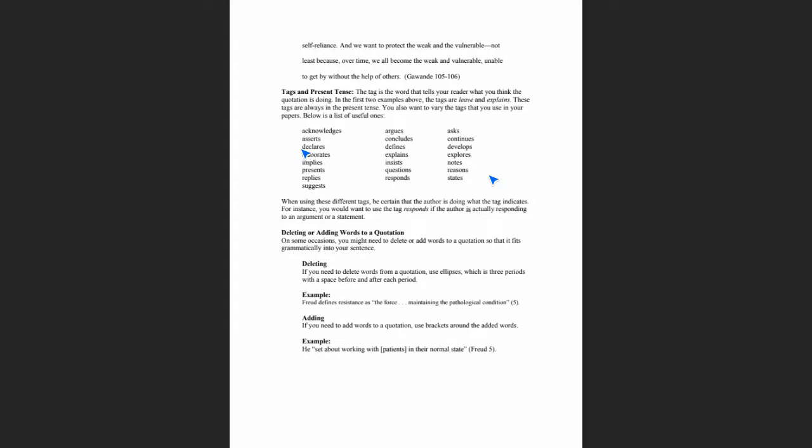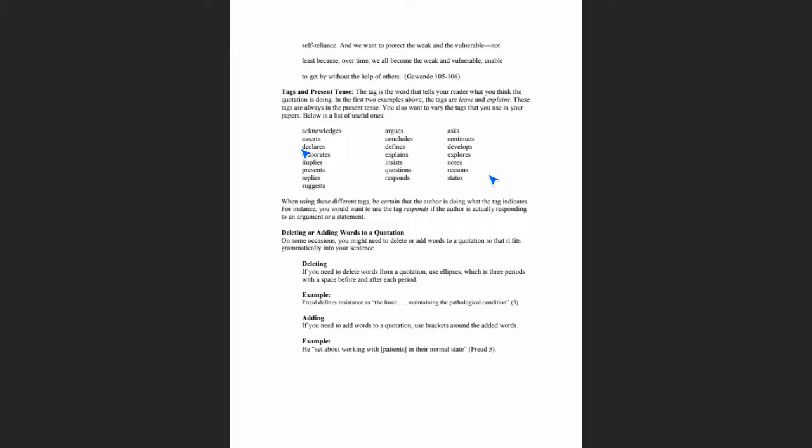However, be careful. Make sure that you're using the tag for what the quotation is doing. Like, for instance, if the quotation is not a response to something else, then you don't want to use response. Or if the quotation is not exploring, then you don't want to use exploring. But then again, if it is reasoning or if it questions something, then you may want to make sure that you're using the appropriate tag.